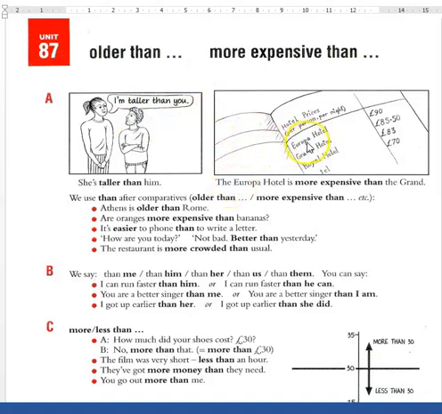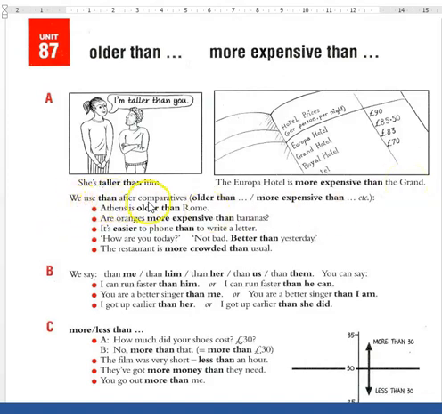Look at this one here. The Europa Hotel is £90. The Grand Hotel is £85.50. So the Europa Hotel is more expensive than the Grand. SuperValu Supermarket is more expensive than Lidl. For example, look at the examples here.